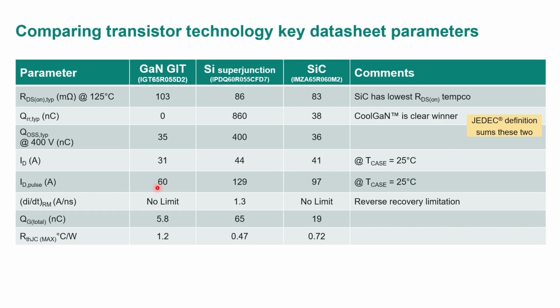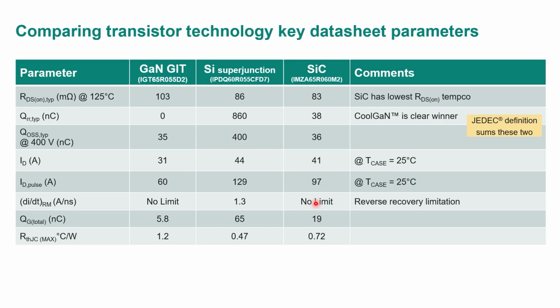On the other hand, for the pulse current, this is where you have to start paying attention, especially with GaN, because notice that silicon carbide is up here near 100 amps, superjunction is up here near 130. GaN looks pretty good here at 60. It's still half of the silicon superjunction, but when you get up to even higher temperatures, as you'll see, this can drop even further. So you have to really pay attention to how much current you can really handle at the maximum operating temperatures.